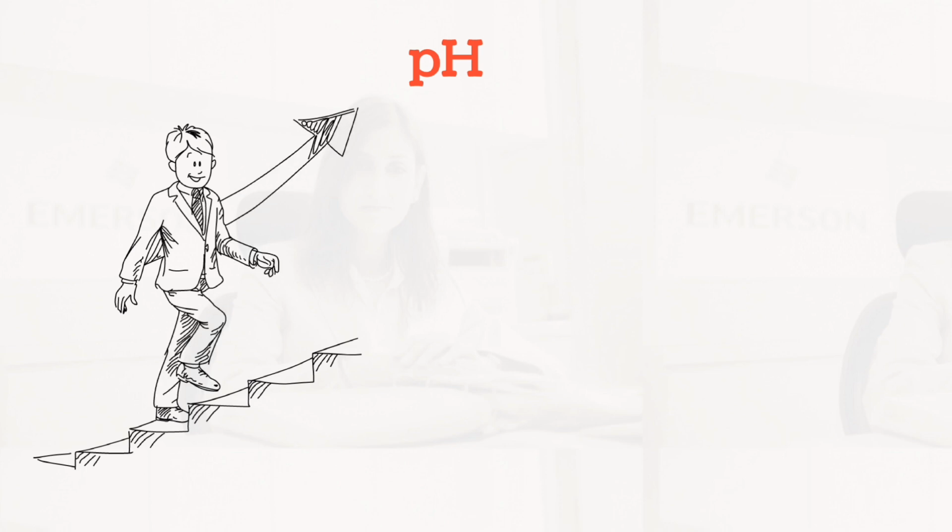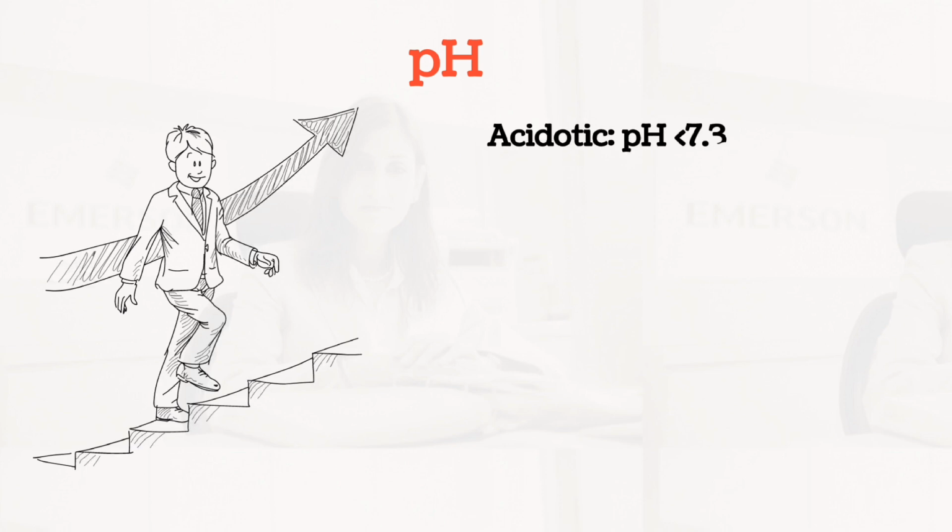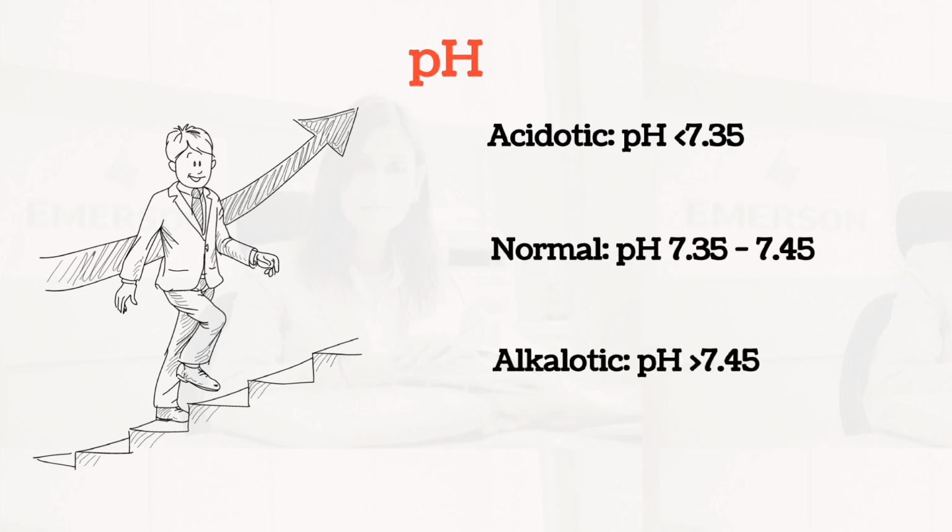Now let's go through pH. Seemingly small abnormalities in pH have very significant and wide-spanning effects on the physiology of the human body. Therefore, paying close attention to pH abnormalities is essential. So we need to ask ourselves, is the pH normal, acidotic or alkalotic? Acidotic, pH less than 7.35. Normal, pH 7.35-7.45. Alkalotic, pH greater than 7.45.